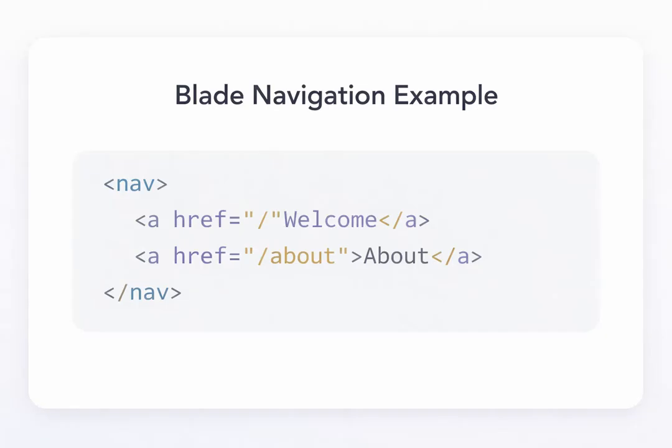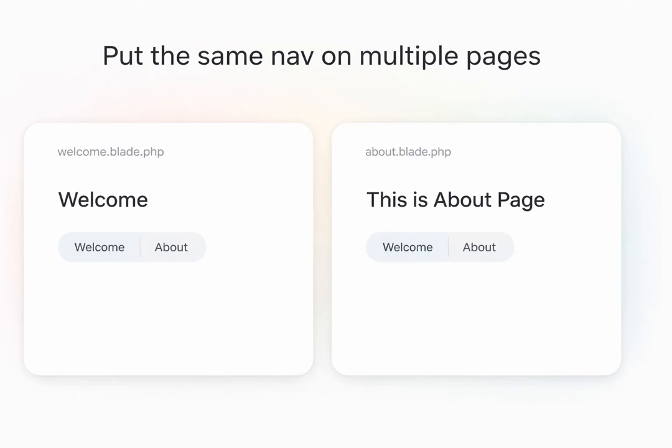A simple way to create navigation is using anchor tags. In a Blade view, you can write a nav element, then add an anchor with href / for the welcome page, and another anchor with href /about for the about page. If you want navigation to work everywhere, you place the same nav markup on each page. So the welcome page has the nav, and the about page also has the nav. Then no matter where the user is, they can click to move between pages.